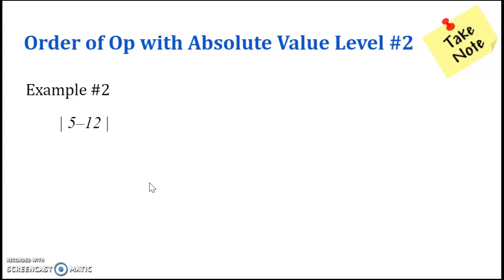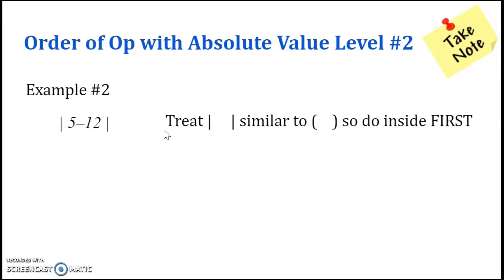Let's try another example. This time the problem is the absolute value of 5 minus 12, close absolute value symbol. Before it was 12 minus 5, but this time it's 5 minus 12. How is that going to be different? Well, the way we go through it is the same to begin with. We're going to treat this symbol as a parenthesis, so we're going to evaluate what's inside first. What's 5 minus 12? That's not 7, but it's negative 7.